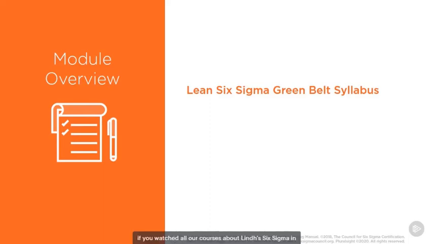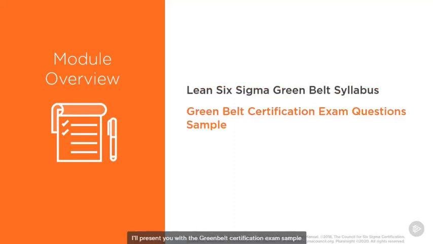And by now, if you watched all our courses about Lean Six Sigma in both Yellow and Green Belt learning paths, you already mastered most of the content in the syllabus. Next, I'll present you with the Green Belt Certification Exam sample questions, so you can better understand what you are going to find in your actual exam. This won't be a long video. I'm going to show you only a few questions, but there is a reason for that, and you'll understand this reason why we study the exam syllabus together.